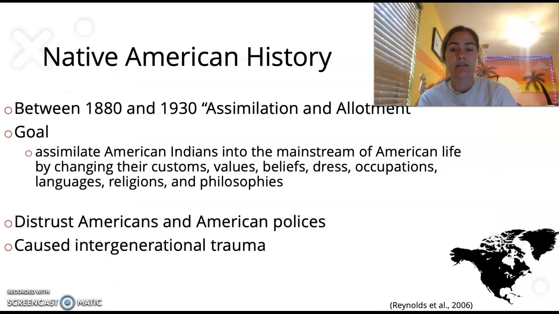According to Reynolds, between the years 1880 and 1930, Americans tried to change the values and beliefs of Native Americans with assimilation and allotment. The goal of this was for the American government to assimilate American Indians into the mainstream of American life by changing their customs, values, beliefs, dress, occupations, languages, religions, and philosophies. This caused many Native Americans to stop trusting Americans, their policies, and most importantly, American medicine. And this, along with past assimilation and displacement, led to intergenerational trauma within Native American society.